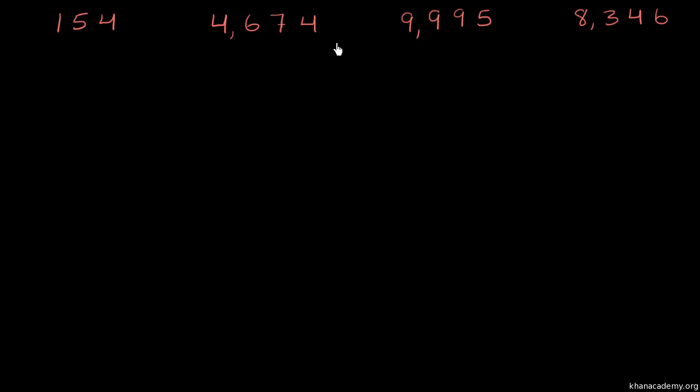We've got four numbers here. What I want to do is try to round each of these to the nearest 10 and to the nearest 100. So I encourage you to pause the video and try that right now. So let's make two columns. Let's make one first for the nearest 10, and then make another column for the nearest 100. Nearest 100. And let's start with 154.